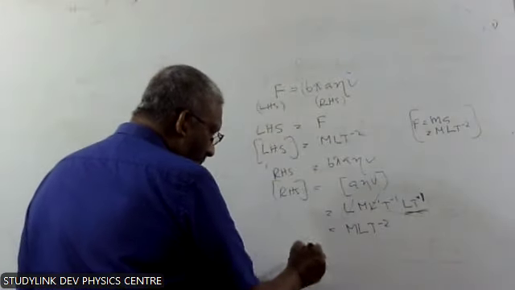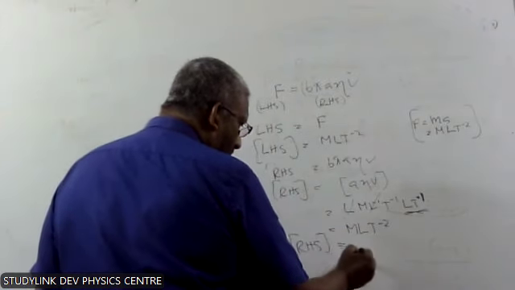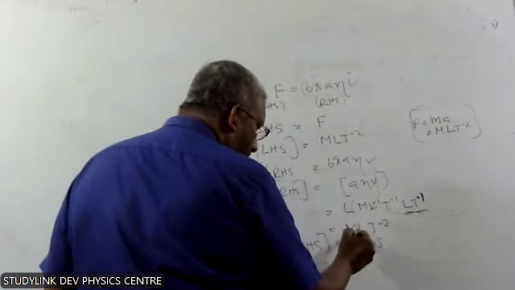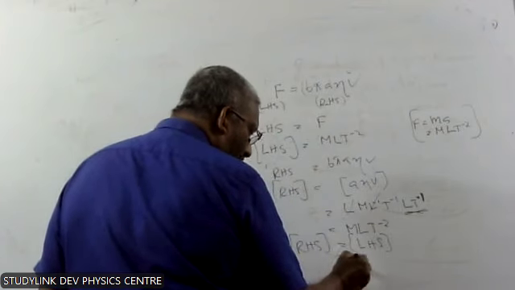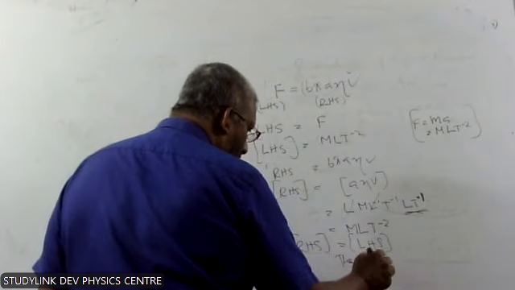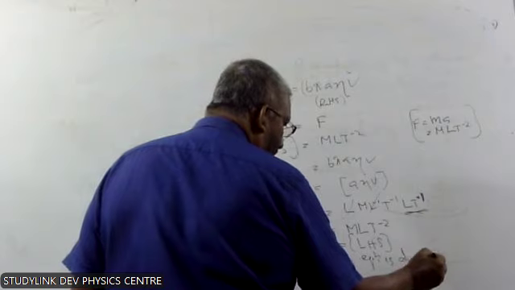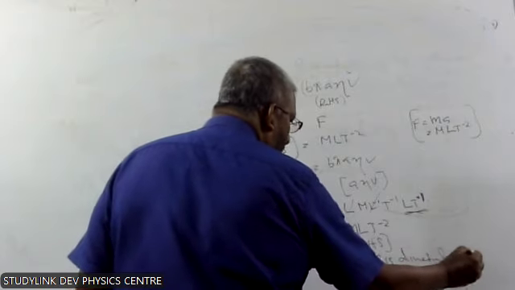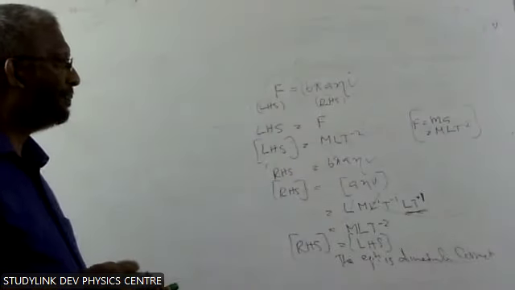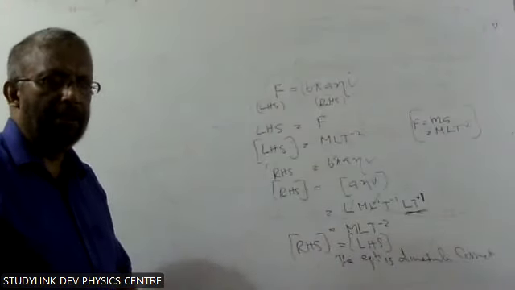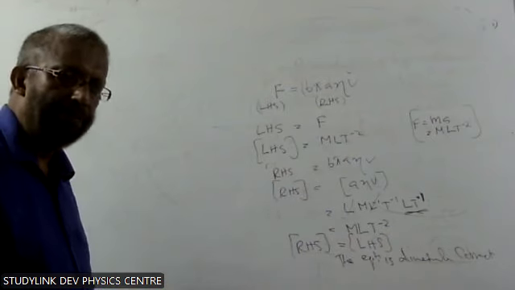Then you can write: right hand side dimension is equal to left hand side dimension. Therefore, the equation is dimensionally correct. This is how you give the answer for that. According to the marking schemes, you have to write properly.